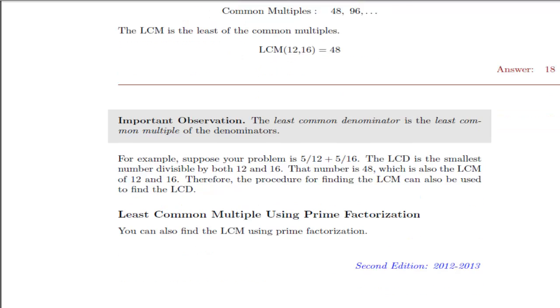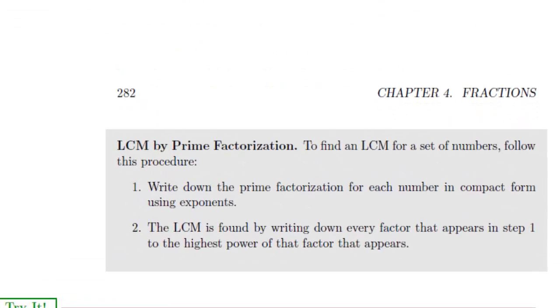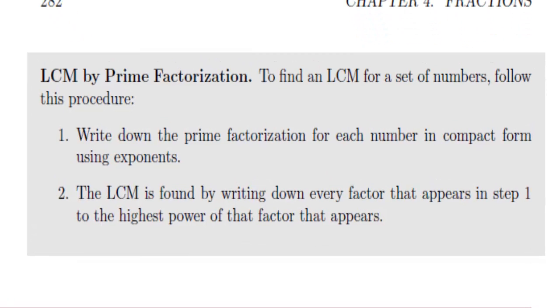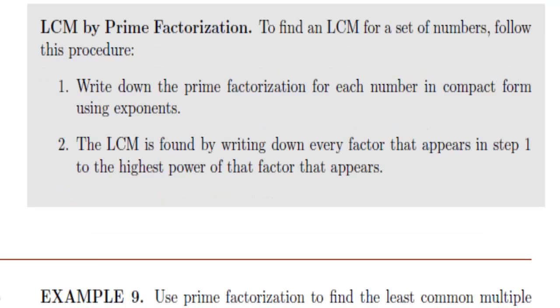Least common multiple using prime factorization. You can also find the LCM, or least common multiple, using prime factorization. The LCM by prime factorization. To find an LCM for a set of numbers, follow this procedure. 1. Write down the prime factorization for each number in compact form using exponents. And 2. The LCM is found by writing down every factor that appears in step 1 to the highest power of that factor that appears.